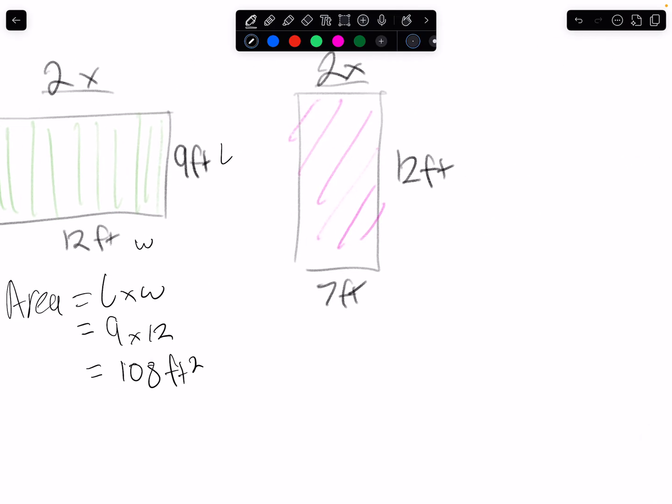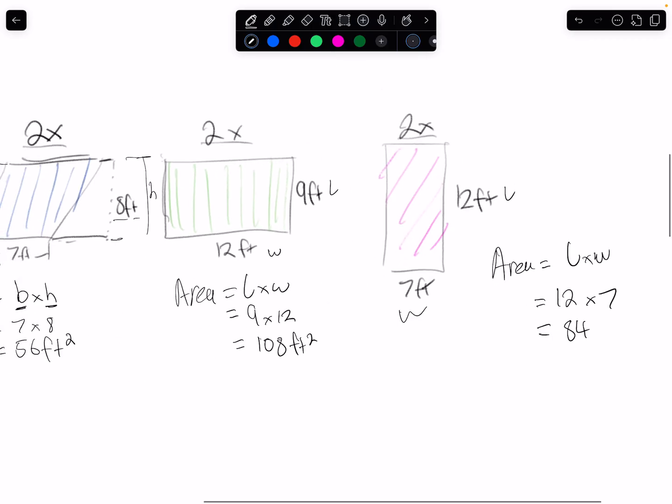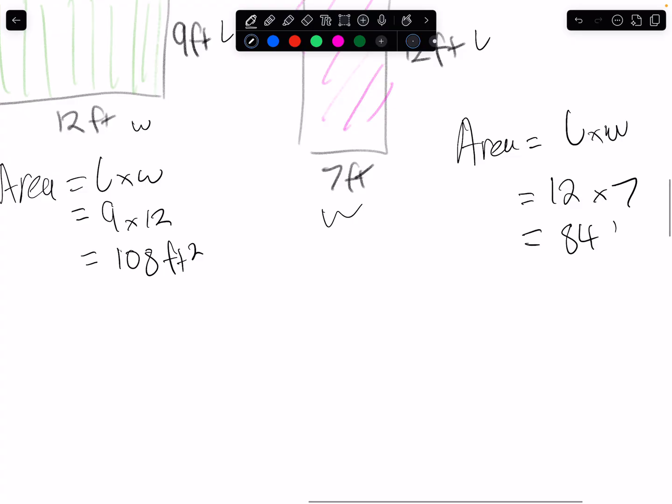So finally, we have our last rectangle. Our area for rectangle again is length times width. Okay, this is our length, this is our width, so we're going to have 12 times 7. I just want to make sure. 12 times 7 is 84. Anyway, so 84 feet squared.